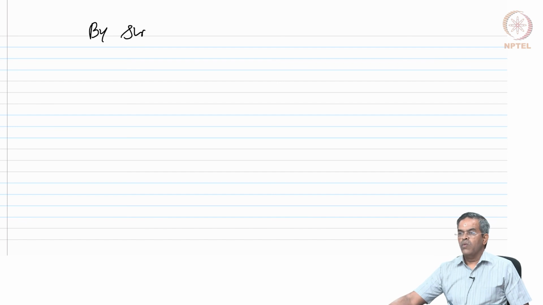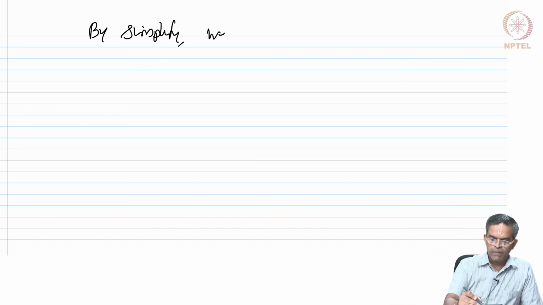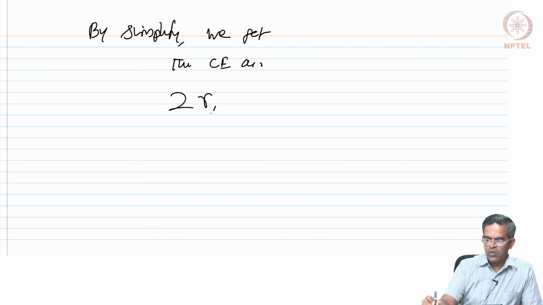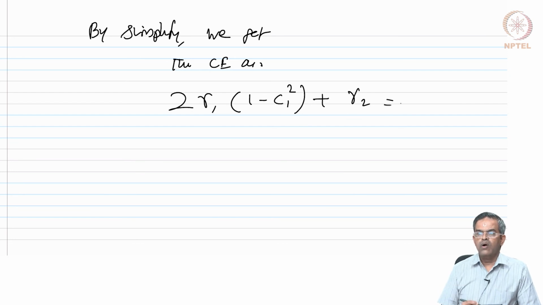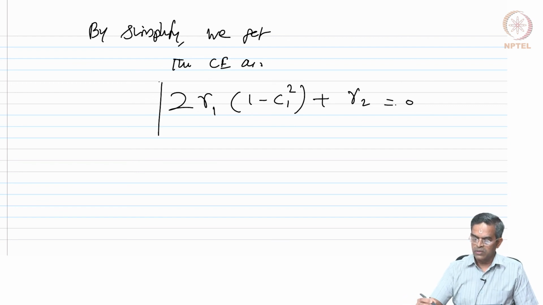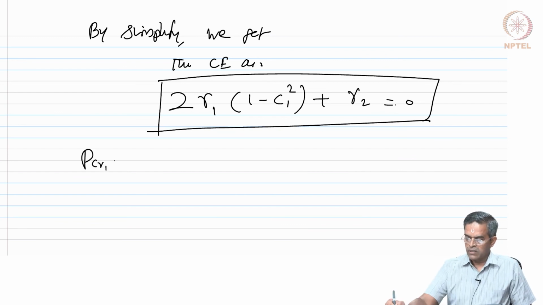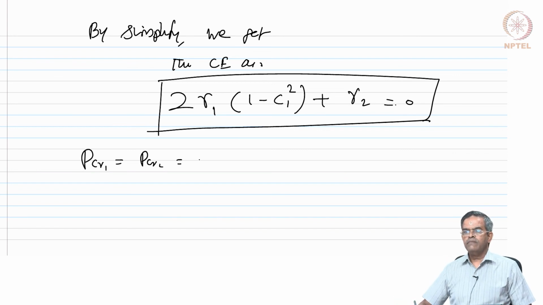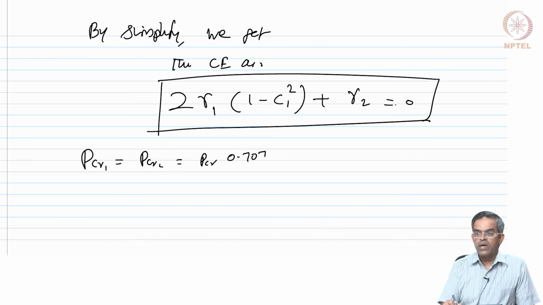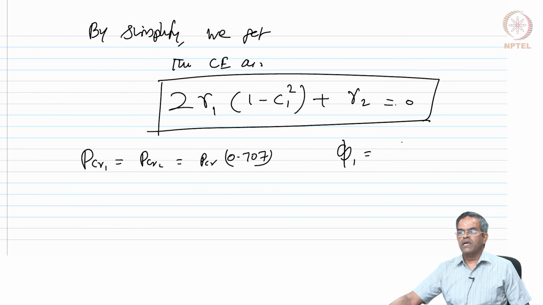Set it to 0. When I set this to 0 and expand and simplify, we get the characteristic equation as 2R1 of 1 minus C1 square plus R2 is 0. This is my characteristic equation. Further, we know PCR1 is PCR2, which is PCR of 0.707, isn't it? Well, that is the load which is being applied.